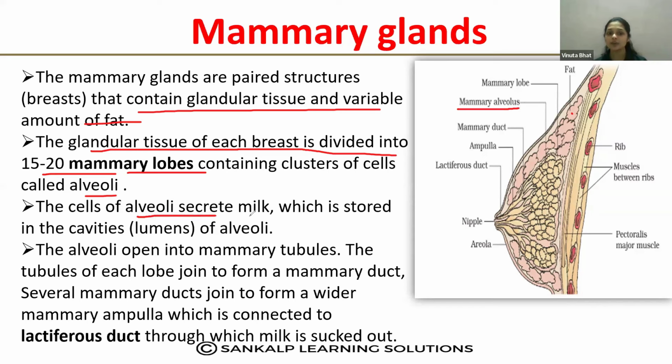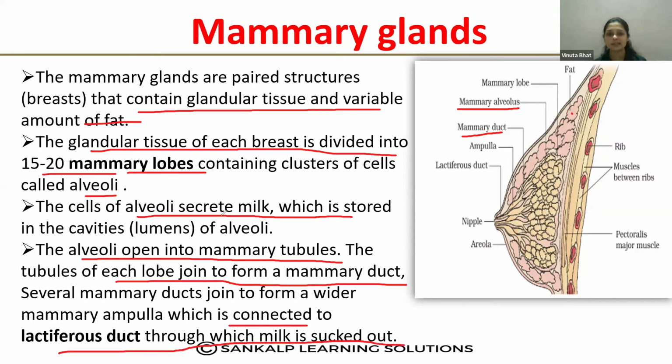The cells of the alveoli secrete the milk, which is stored in the cavities of the alveoli. The alveoli open into mammary tubules. The tubules of each lobe join to form a mammary duct. So the mammary duct leads to the ampulla, and the ampulla is connected to the lactiferous duct, through which milk is sucked out.